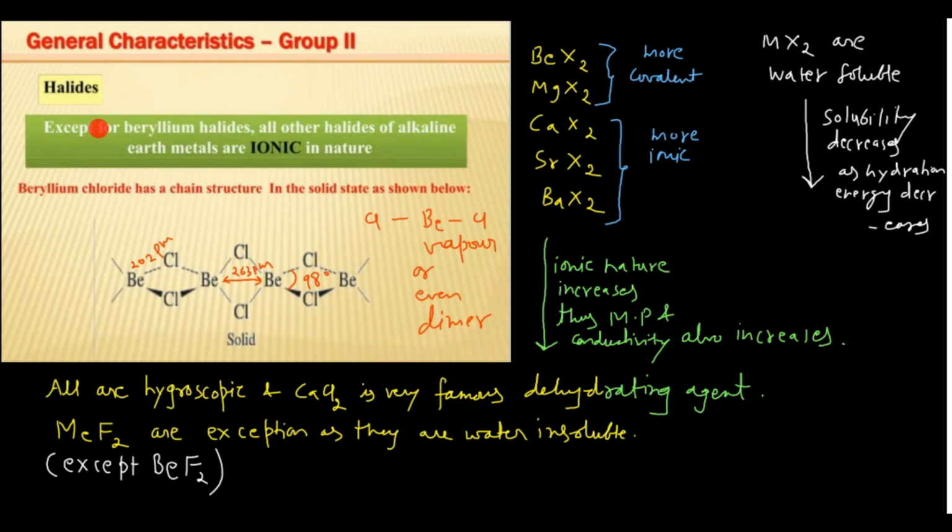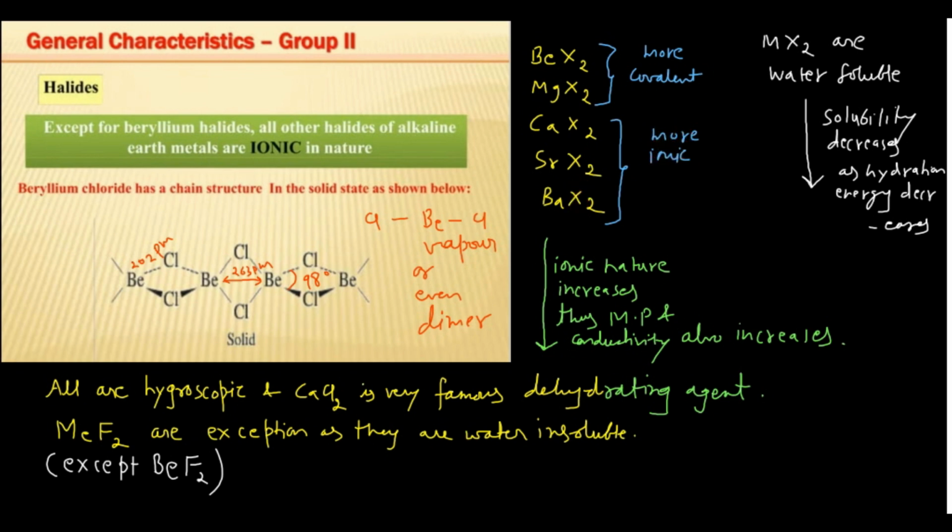So in that case, you can see what is written here. Except for the beryllium halides, all other halides of the alkaline earth metals are ionic in nature. Beryllium is more covalent in nature, and similarly magnesium also has significant covalent character, while calcium, strontium and barium halides are more ionic in nature.